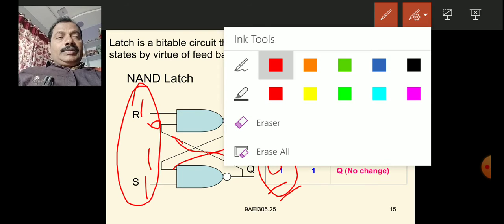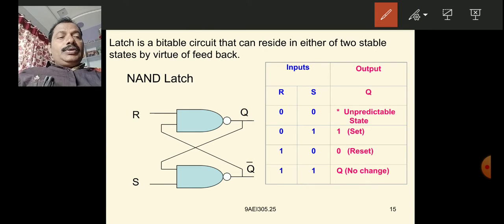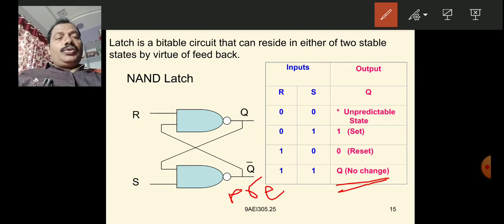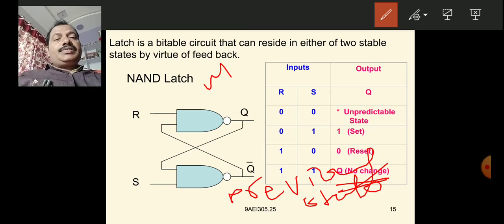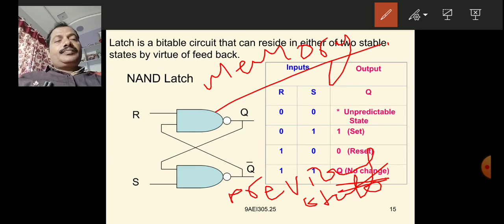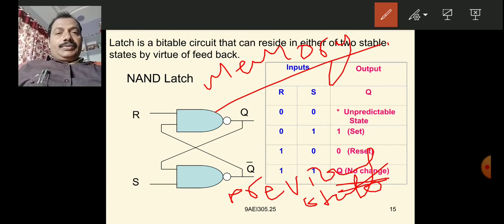Hence it is called the no change state, or the previous state is stored in the latch. The previous state is memorized by the latch. This is the important thing that you have to remember.